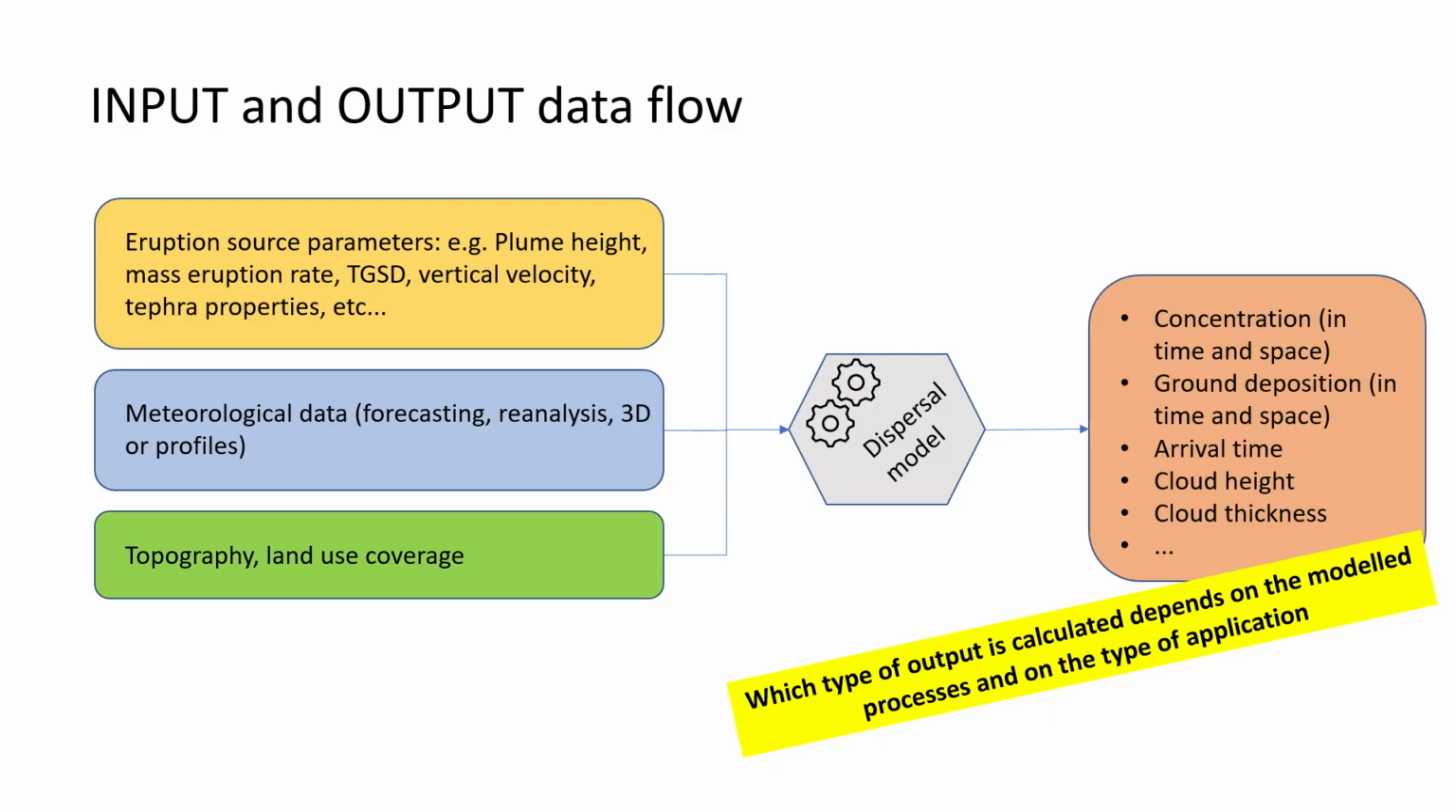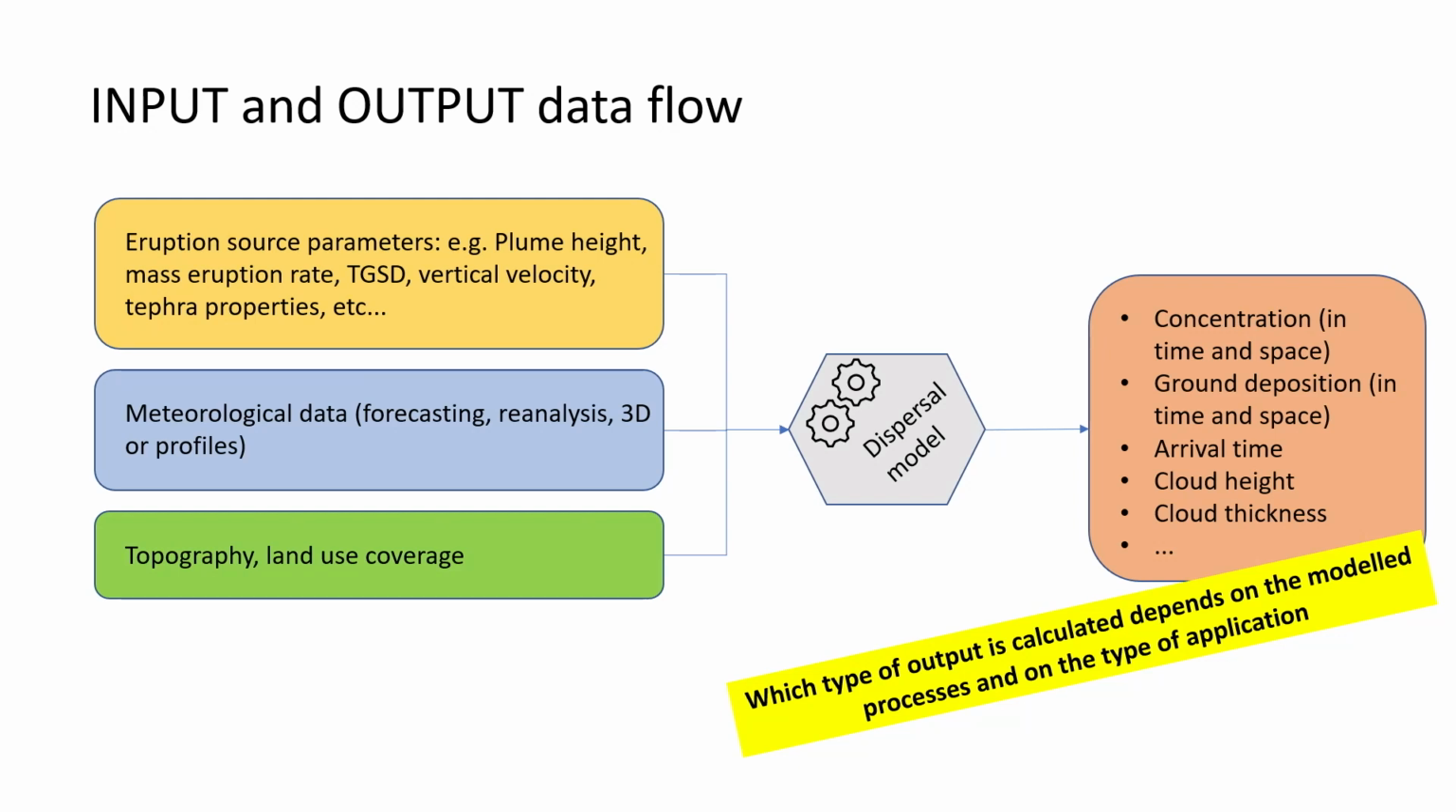A dispersal numerical model, of course, needs meteorological data that could be 3D or vertical profiles, that could be forecasting, or could be reanalysis data. And then often numerical models for dispersal also need information regarding the land usage and the topography.